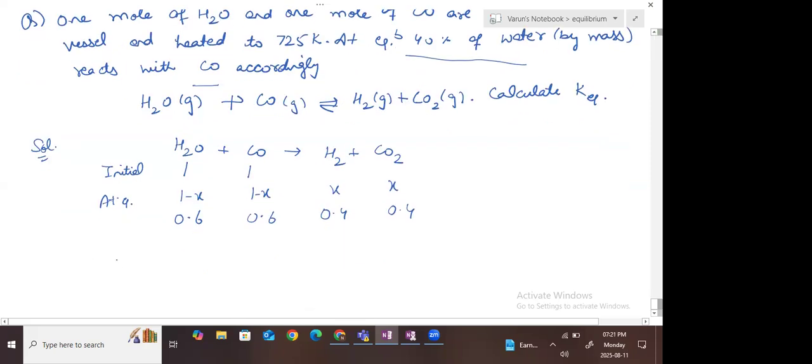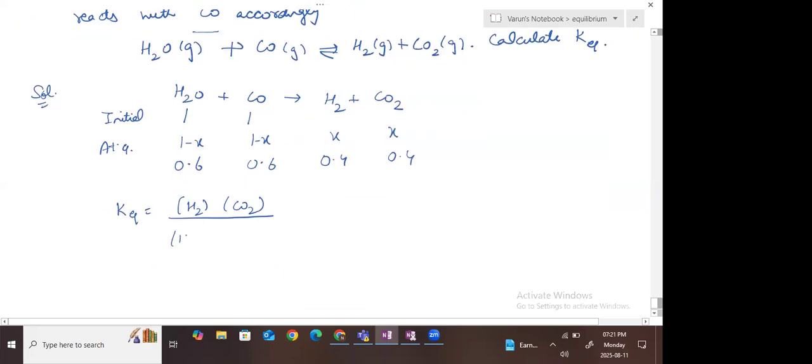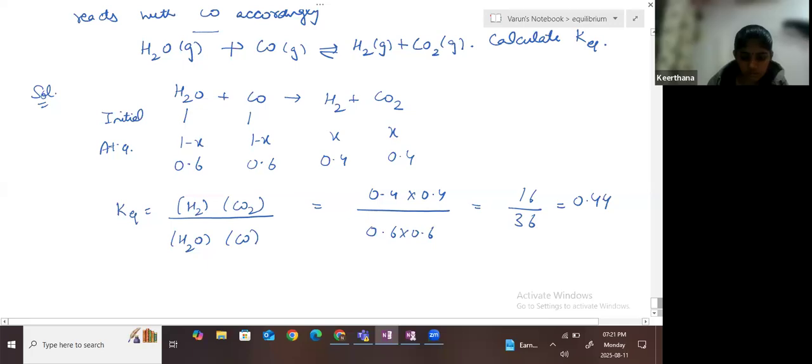Now I have to write K equilibrium. So my K equilibrium will be the concentration of H2 times the concentration of carbon dioxide, divided by the concentration of water and carbon monoxide at equilibrium, right? And it is 0.4 multiplied by 0.4 divided by 0.6 multiplied by 0.6. So 16 divided by 36, so it will be equal to 0.44. Clear? Question is clear to you?